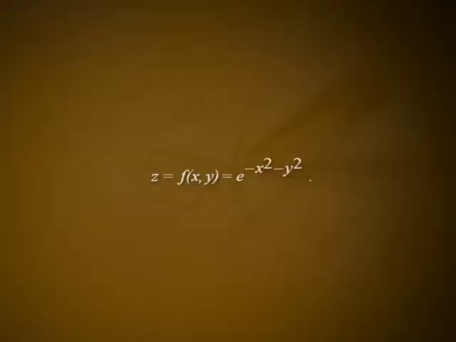3. The relation z is equal to e raised to minus x square minus y square determines a function of two variables x y, the domain of the function being the whole plane, that is the set of all the ordered pairs of real numbers. We may also write this as follows: z is equal to f of x y which is equal to e raised to minus x square minus y square.